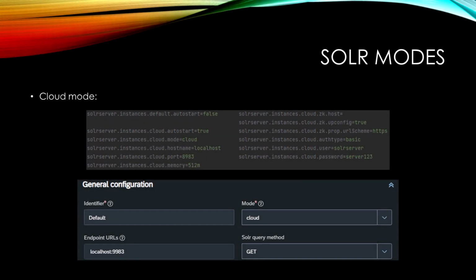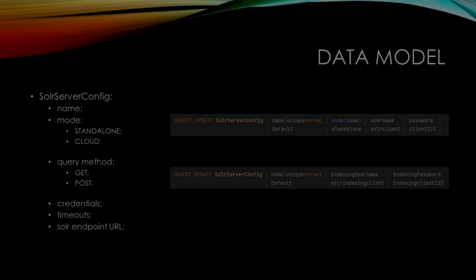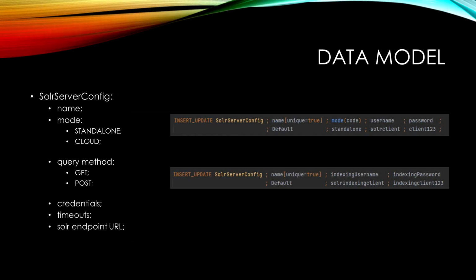And this is how to enable cloud mode. Also, you will need to adapt the mode and the URL properties of the Solr server config model. On top of the Solr data model, there is a base site that is linked to facet search config. Facet search config contains list of indexed types and range of configs. Server config configures mode of the server, endpoint URL, and credentials for connection.